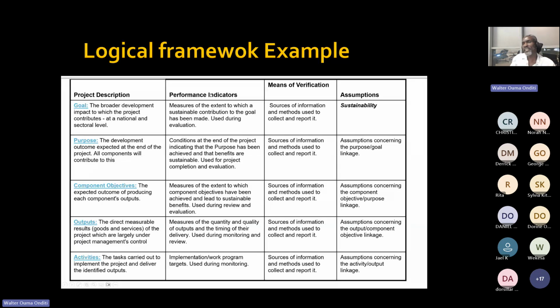So performance indicator: each and every level of result must have the key performance indicator, and each indicator must have the means of evidence, the means of verification. And the last column, as you look at each result or each level, each indicator, it must have some assumption, or rather each level of result must have some assumptions. And we're going to look at how this is also formulated.